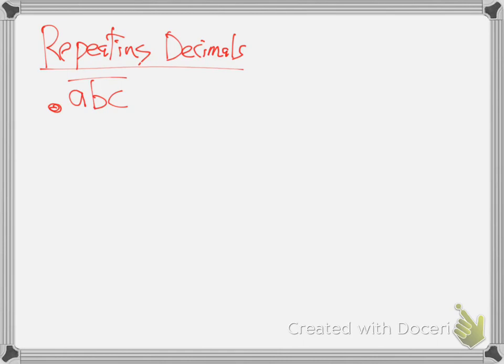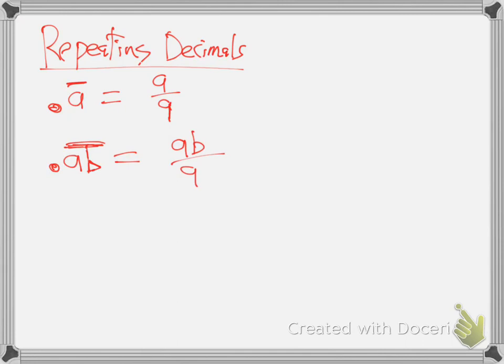Repeating decimals work the following way. If you have point, let's just say, ABC bar, which just means ABC forever. In fact, the best way would be to give the pattern. If you just have one thing, point A, call it A bar, it's just going to be A over 9. If you have two things, AB bar, it's going to be AB over 99.